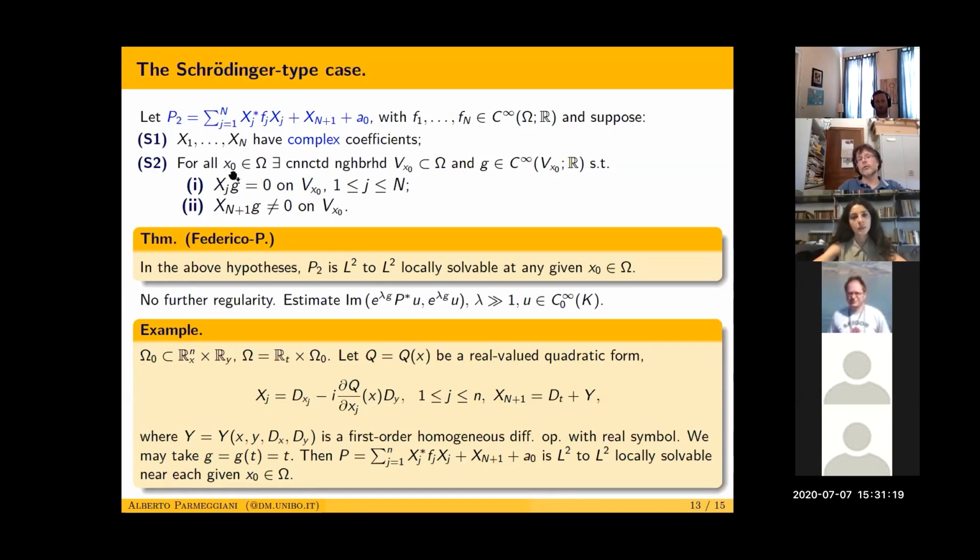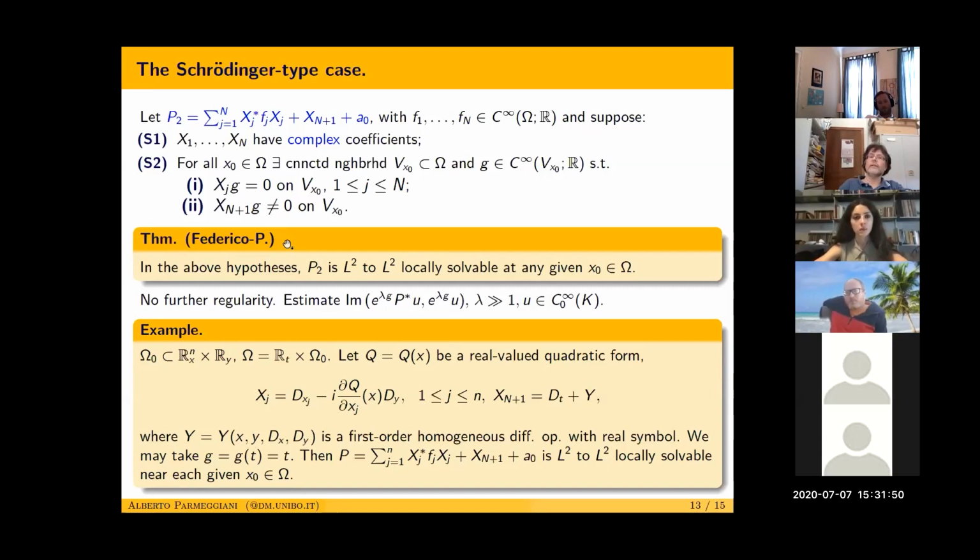And then we have to assume that at any point x0 of omega, we may find a connected neighborhood of x0, which is contained in omega, and a smooth function g such that Xj g are 0. So the Xj are tangent to the level sets of g. This means the real part and the imaginary part of these vector fields. And then X_{n+1} g is transversal. So it's going to move g, okay?